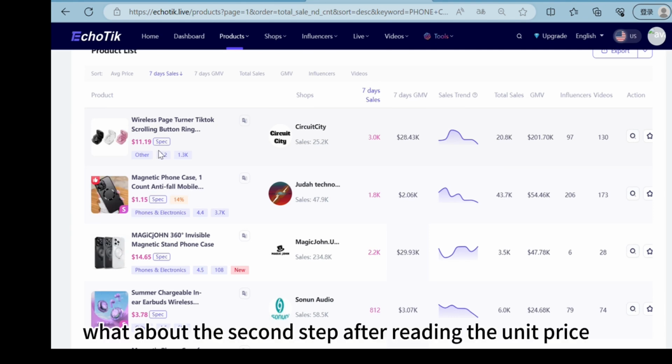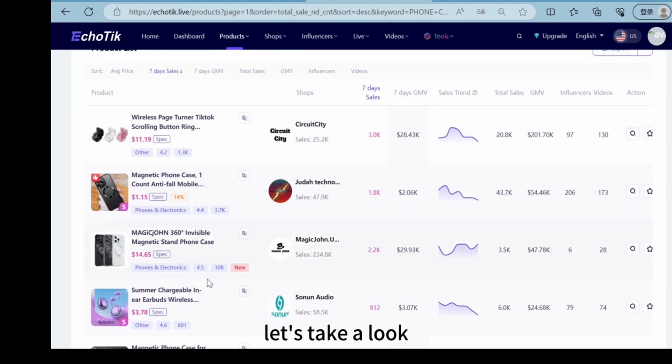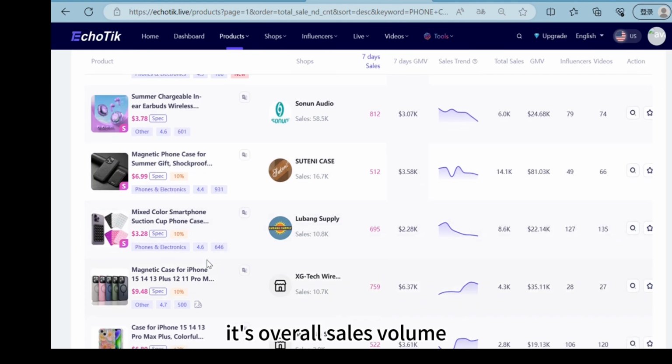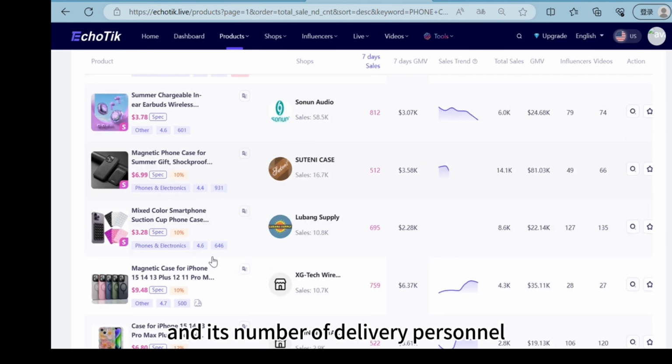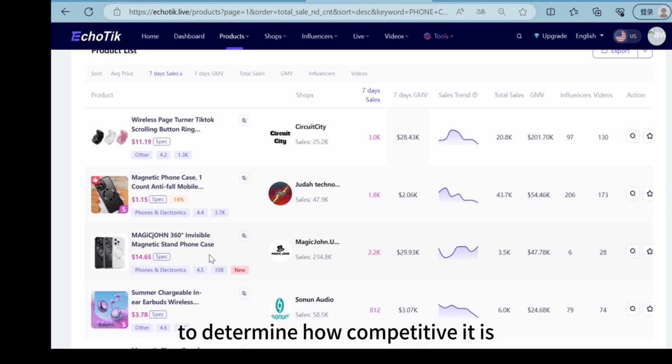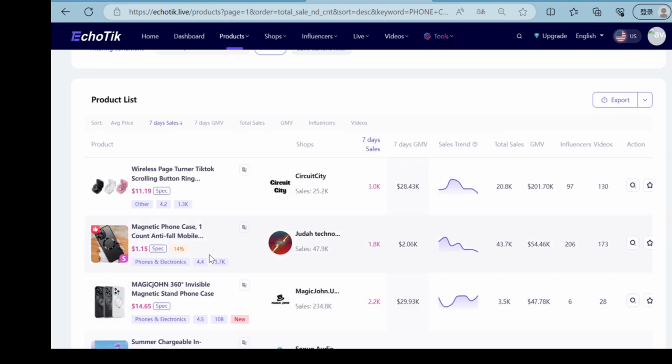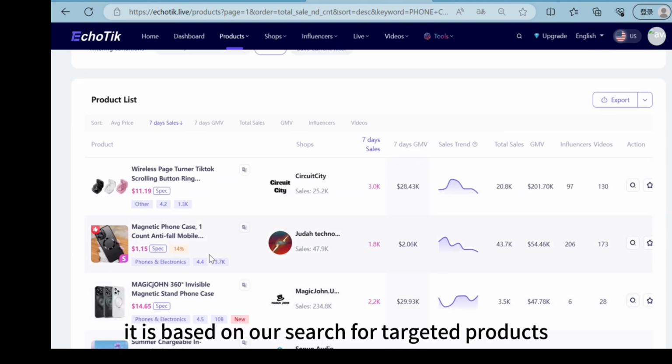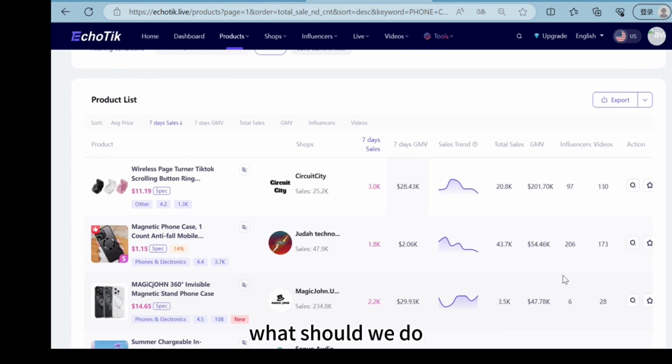What about the second step after reading the unit price? Let's take a look at its overall sales volume. What level can we reach? And its number of delivery personnel. What is the number of videos? To determine how competitive it is. What about this one? It is based on our search for targeted products, so if we don't have a target product, what should we do?